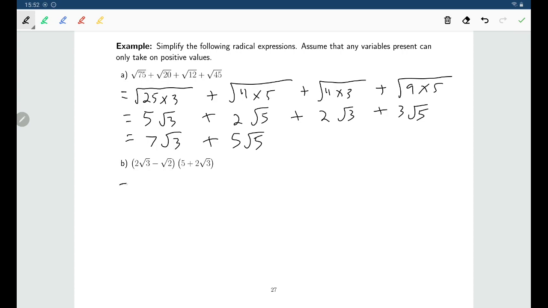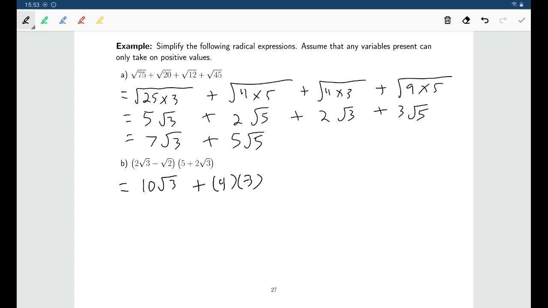So I'll start off by multiplying 2 root of 3 times 5 and 2 root of 3 times 2 root of 3. So 2 root of 3 times 5, the 2 and the 5 multiply together to give us 10. And the root of 3 comes along. For 2 root of 3 times 2 root of 3, 2 times 2 is 4. Root of 3 times root of 3 is 3. So we'll be left with 4 times 3. I'll simplify that after, but that's what we have for now.